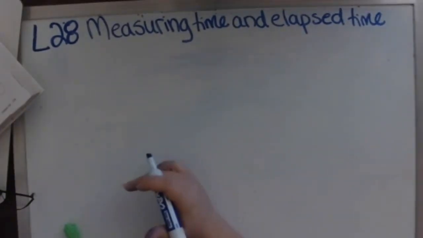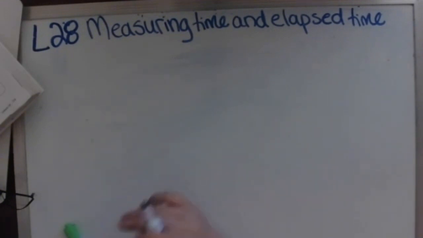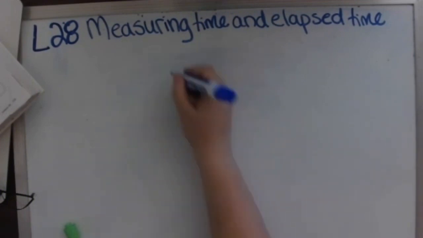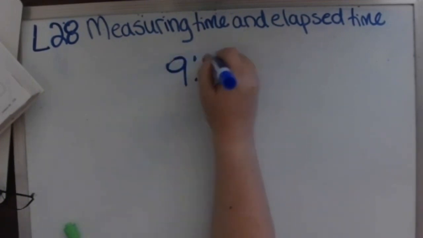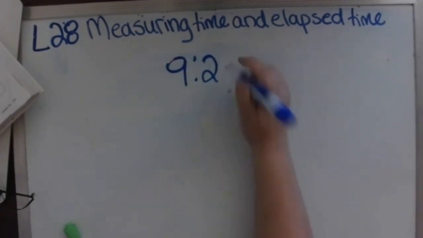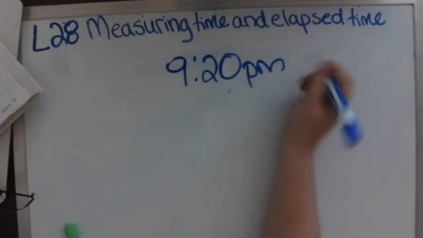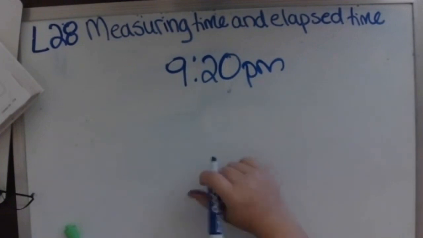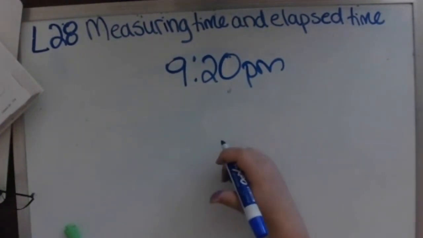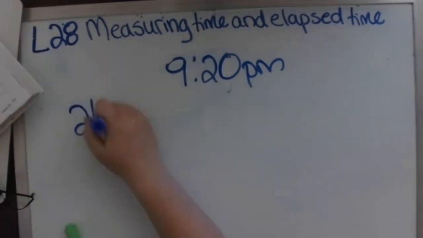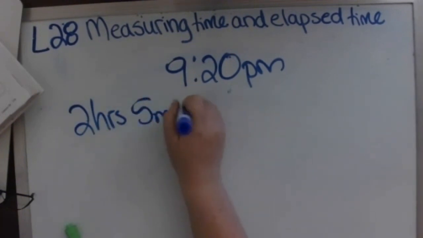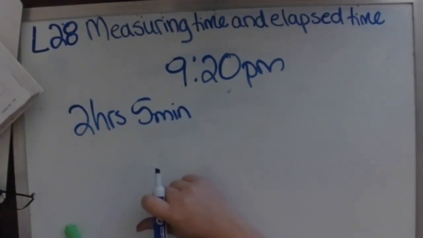Now, one of the things they want you to look at is being able to go forward or back in time. That would be the elapsed time period. So we have a question that says at 9:20 p.m. the movie finished. So they went to a movie, 9:20 p.m. the movie finished. They said the movie went for 2 hours and 5 minutes. When did the movie start?